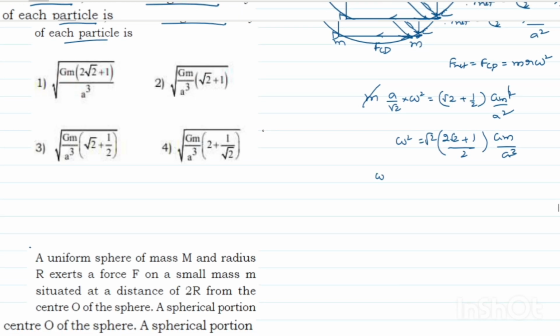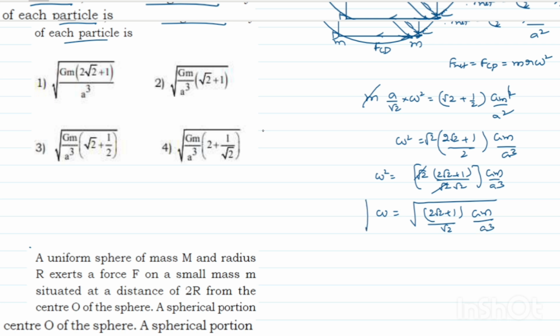Now omega square will be equal to, this one I can write as root 2 into, this is 2 root 2 plus 1 by root 2 into root 2 into GM by a cube. Here root 2 gets cancelled. Then omega will be equal to square root of 2 root 2 plus 1 by root 2 into GM by a cube. So this is the correct answer.